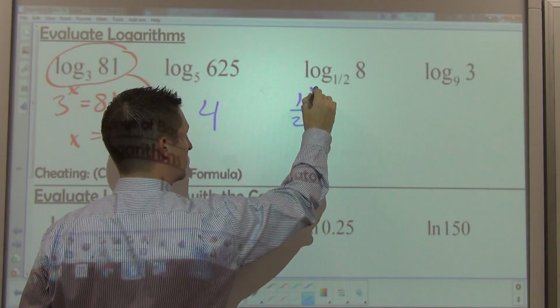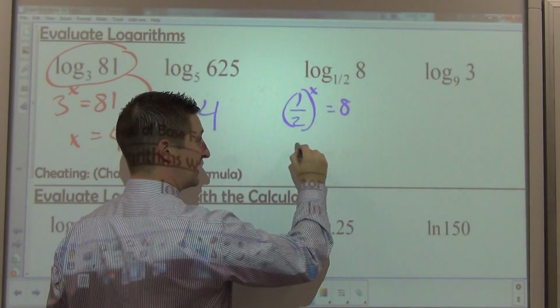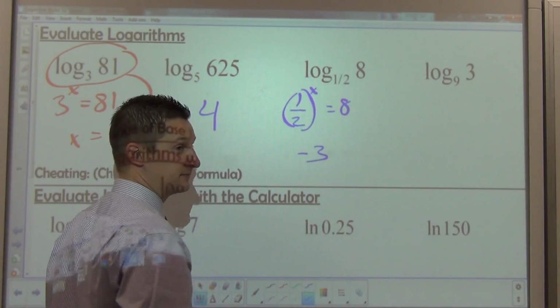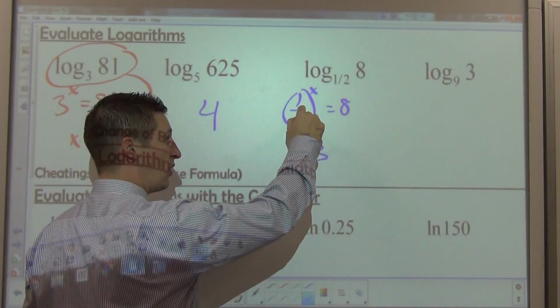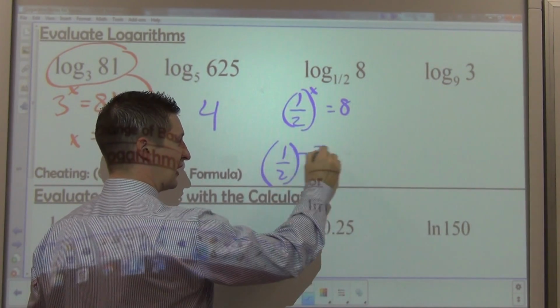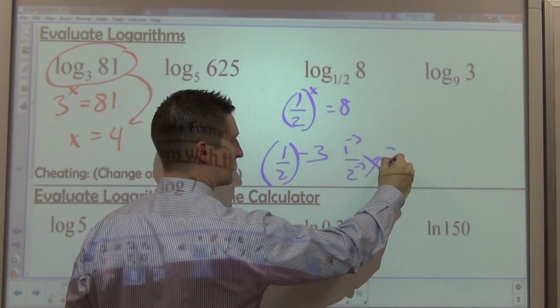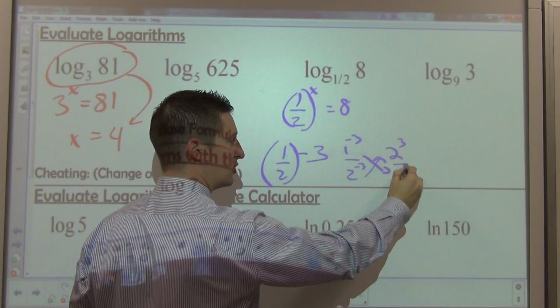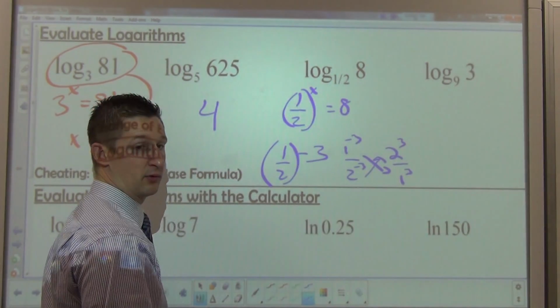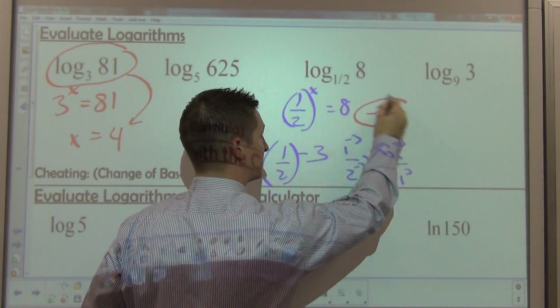Next, 1/2 to the x power equals 8. That's kind of a goofy one. That one's going to end up being -3, because 1/2 is going to be raised to the -3rd power. I get 1 to the -3rd and 2 to the -3rd. Switch to make them positive: 2 cubed over 1 cubed. 2 cubed equals 8. So that's why that one works out the way that it does. So that answer is -3.